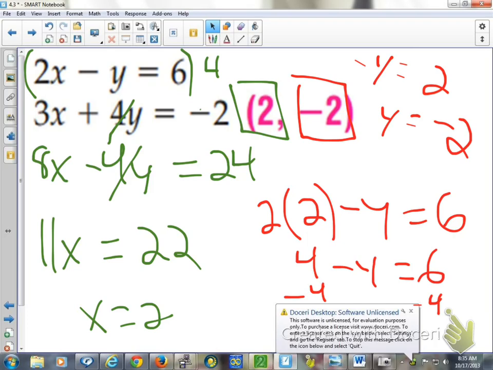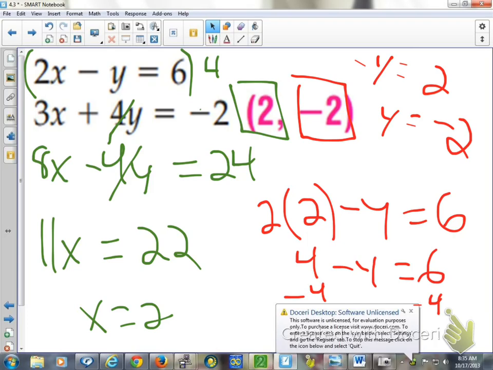I could have chosen, what's the number that both 2 and 3 go into? 6. I could have multiplied the top row by 3 and the bottom row by 2, and then they'd both be 6s. Of course, I'd have to make one of them negative. So it just matters what either the x's or the y's are. You just need to make the x's or the y's equal something completely different, like 4, -4, 6, -6, etc.